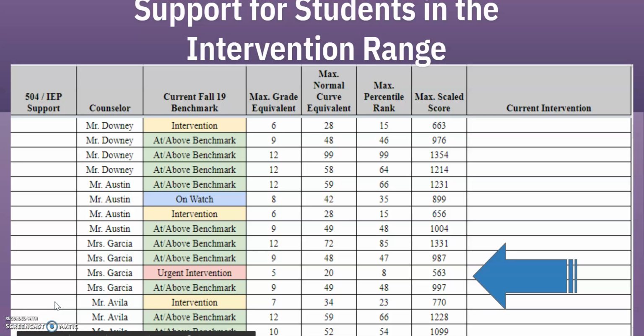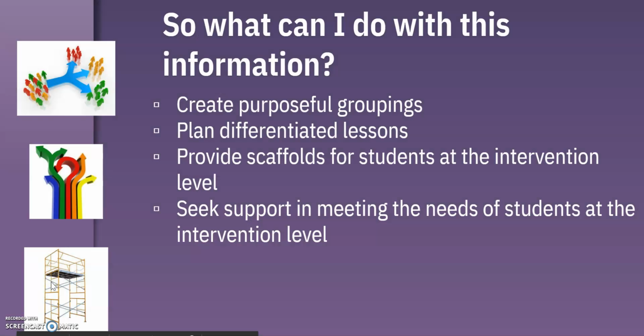Okay, so you're looking at your data and you're noticing, wow, I have some kids in my class who are in the intervention or urgent intervention range. What do I do with that? How do I use this data to help inform my practice? There are some different routes you can go. You can create purposeful groupings, sometimes heterogeneous, where you have a mixed group and a capable reader can be assigned a certain role and help lead students through a task. Maybe homogeneous groupings are more appropriate, where you want students with other students at a similar reading level, and then you can target the instruction that way. That makes planning differentiated lessons a little bit easier, because you're differentiating by group and not by individual student.